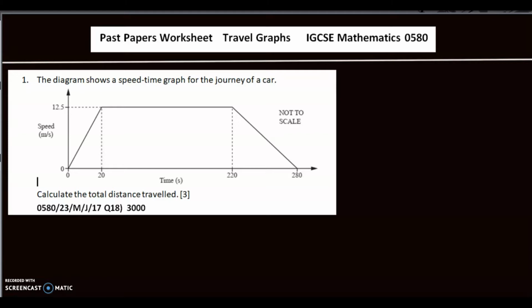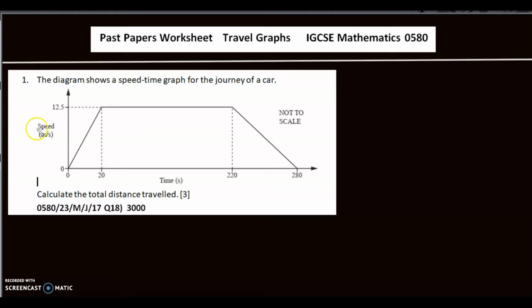This is question number 1, which simply says, the diagram shows a speed time graph for the journey of a car. Calculate the total distance traveled. So all we have to do is find the area under the graph. Total distance traveled in a speed time graph is simply the area under the graph.